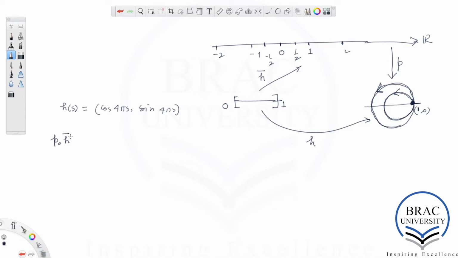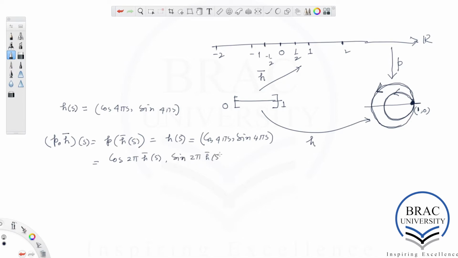From the lifting property, we know that p composed with h bar evaluated at s, which is nothing but p of h bar of s, is equal to simply h of s, which is cosine 4 pi s, sine 4 pi s. Okay, good. And p of h bar of s, according to the definition of covering map, is cosine 2 pi h bar of s, sine 2 pi h bar of s, and we set it to be equal to cosine 4 pi s, sine 4 pi s.